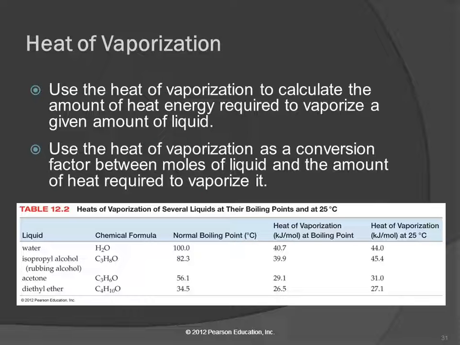So the heats of vaporization can vary quite a bit. We can look at the heat of vaporization and get some clue about the strength of the intermolecular forces. Water has a heat of vaporization of 40.7, and down here diethyl ether is only 26.5. This requires less energy to vaporize. So that tells us that the intermolecular force is weaker. It doesn't take as much energy to break through, and so the heat of vaporization is lower.